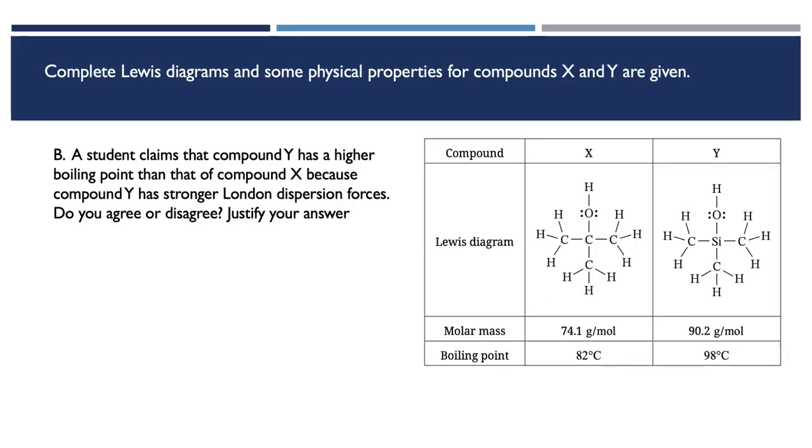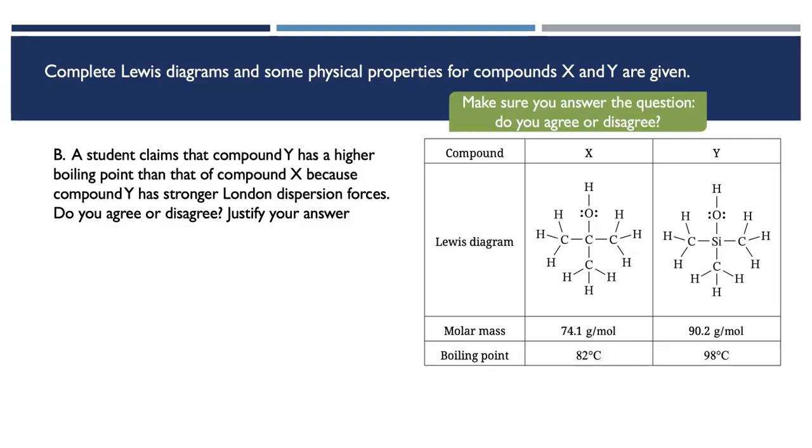A student claims that compound Y has a higher boiling point than that of compound X because compound Y has stronger London dispersion forces. Here's what we need to do. We need to make sure we actually answer the question. We need to make sure that whether we agree or disagree is really easy to find. You kind of want that at the beginning or the top of your answer. We also need to relate our answer to London forces.